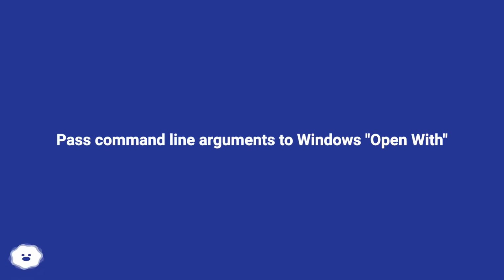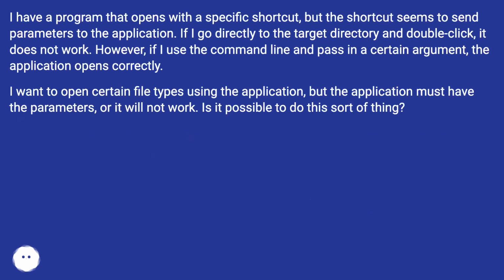Pass command line arguments to Windows, open with. I have a program that opens with a specific shortcut, but the shortcut seems to send parameters to the application. If I go directly to the target directory and double-click, it does not work. However, if I use the command line and pass in a certain argument, the application opens correctly.